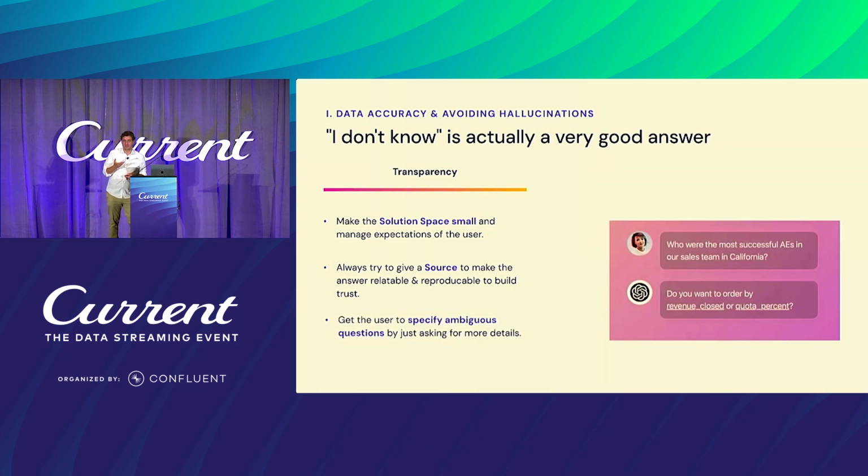Then, of course, very powerful, something that people often forget, you have a conversational interface. So you can actually just ask people. You can ask the user, when they ask a slightly ambiguous question, for example, who were the most successful AEs in our sales team in California, just ask them how they define success. Yeah, and then it's much easier for you to build the correct query.